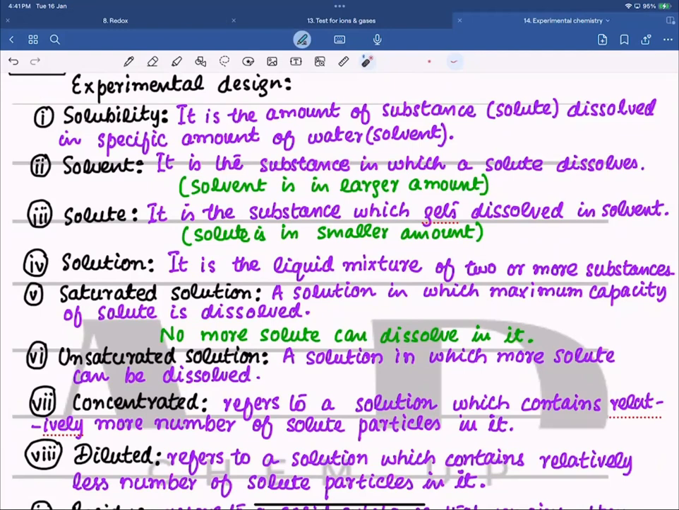Sir, can we say that saturated solution and solubility is the same thing? Yes, in some aspect, we can say that. Basically, you can say that a saturated solution depends on solubility. Okay, sir.